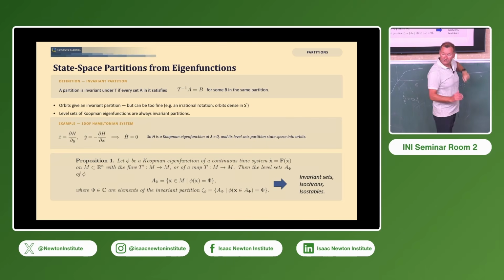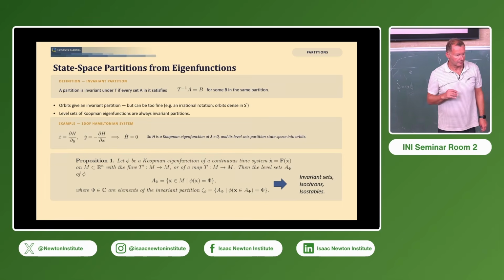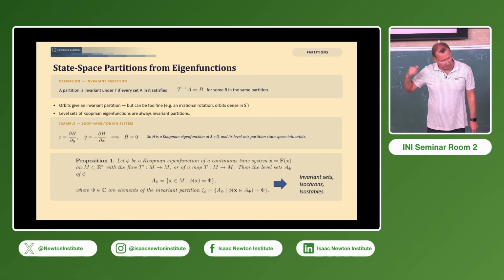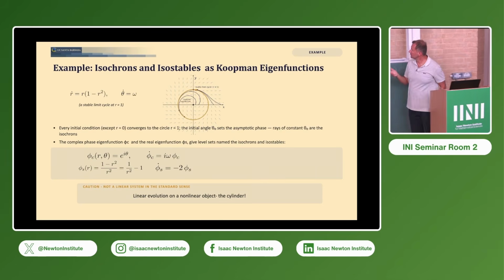The isostables, which is a new concept that didn't exist before we expanded Koopman theory to dissipative systems. That's a novel concept in dynamical systems that also gives you the geometry of the underlying dynamical system. This is the first time that we're really seeing a glimpse of how finding eigenfunctions will give you geometry. So let me show you on an explicit example.